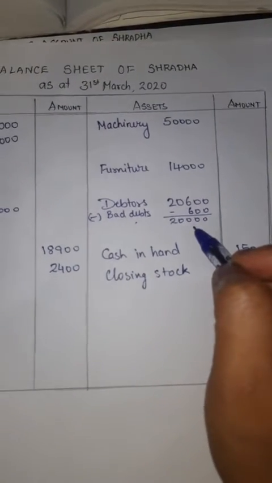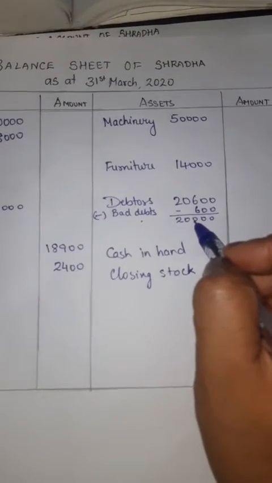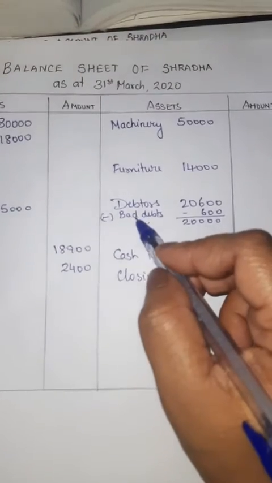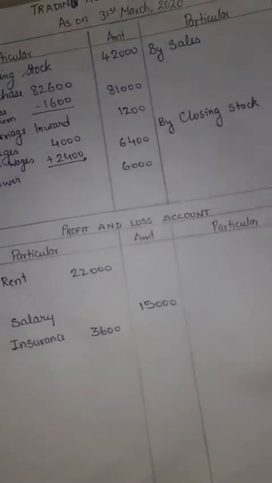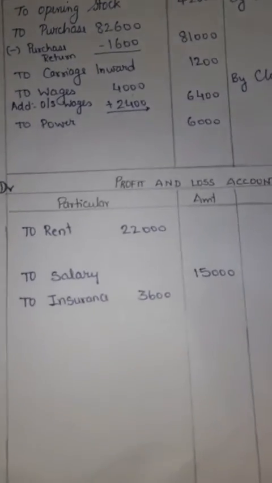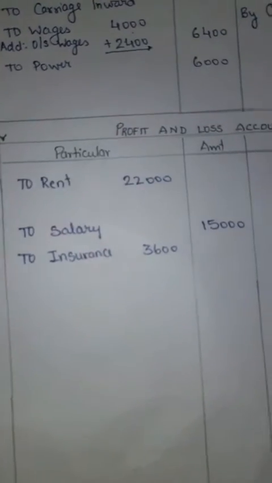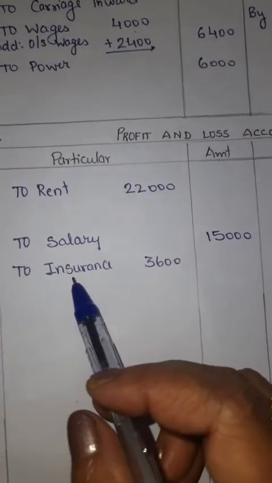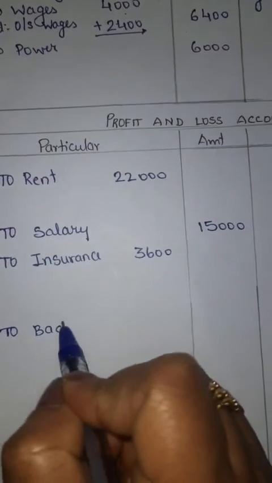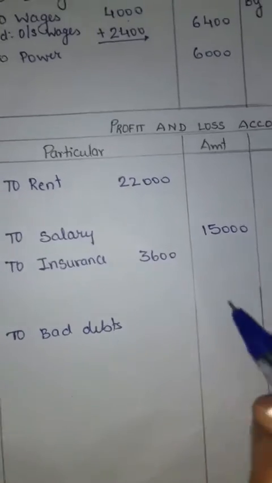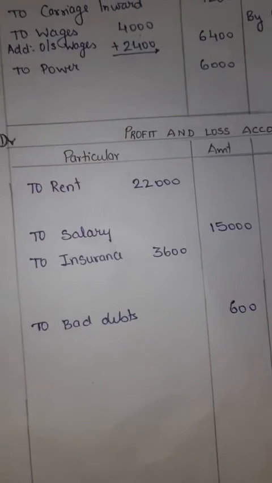There are two adjustments related to debtors, so you have to put the amount again in the inner side itself. But the second effect of bad debts you have to show, because the amount of bad debts, the amount which is not received, is your loss, and that will be shown in the profit and loss account debit side. Remember, you have an adjustment for insurance, so leave some space and write down bad debts. The second effect of the adjustment bad debts, 600 is the amount of bad debts. Okay, so that we have done.